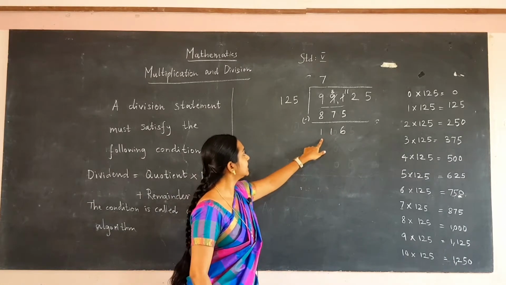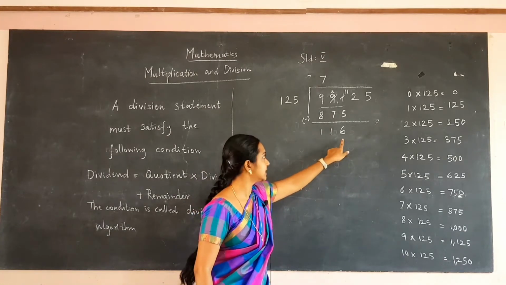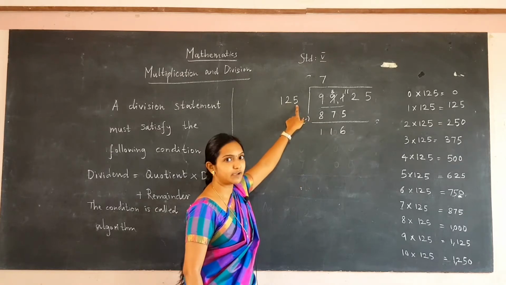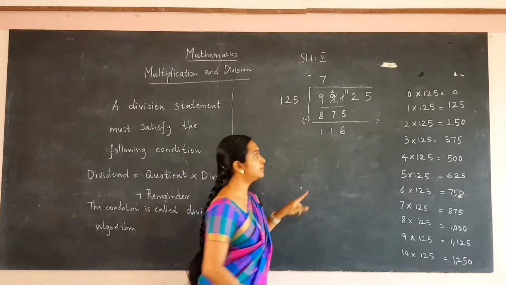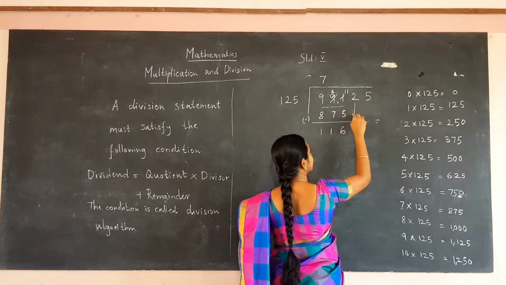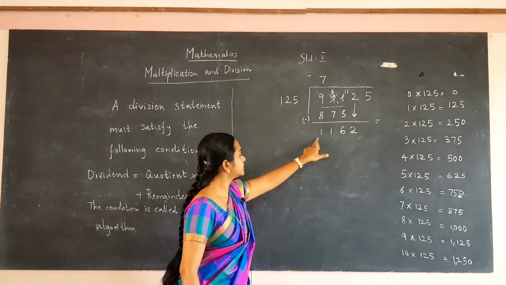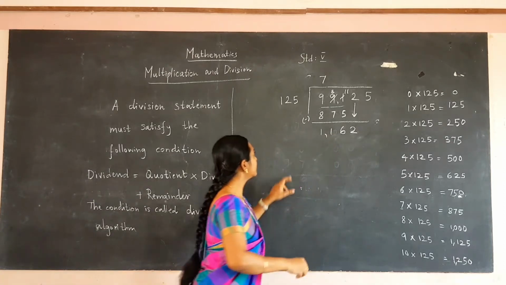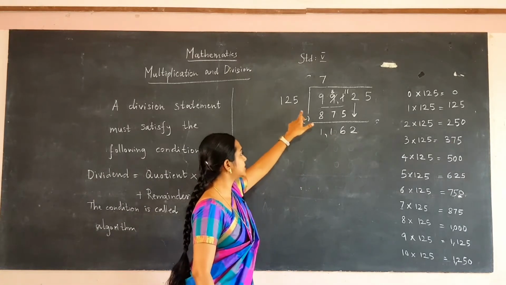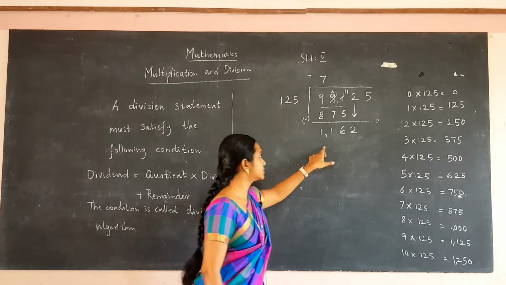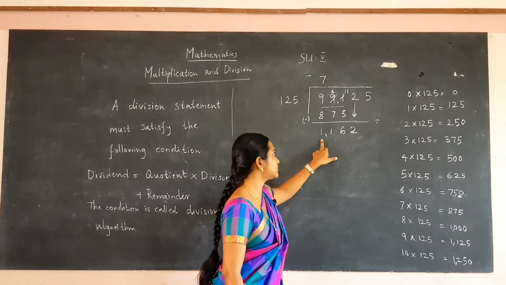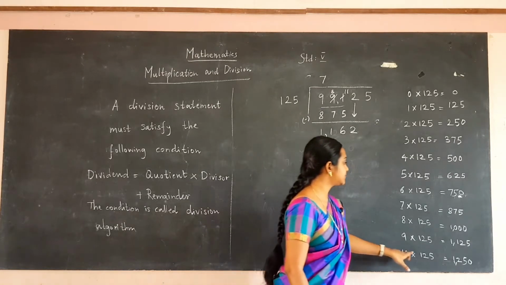You can see that 116 is less than 125, so we cannot divide. So bring another number down. Now 1162 is greater than 125, so we can divide now. So choose a number that is nearer to 1162.